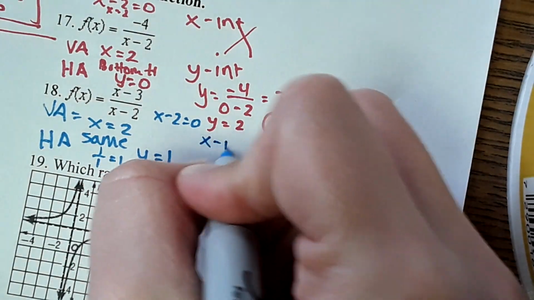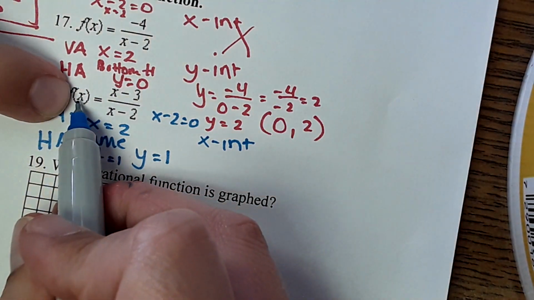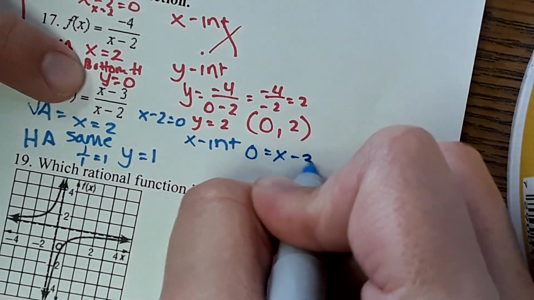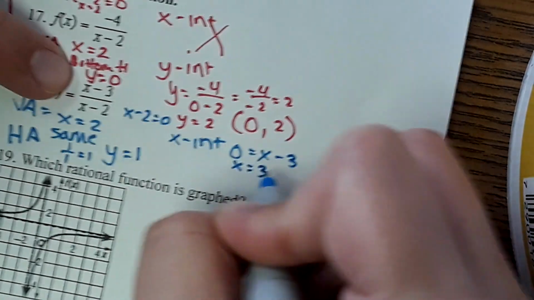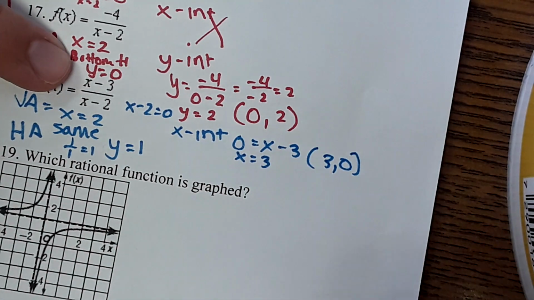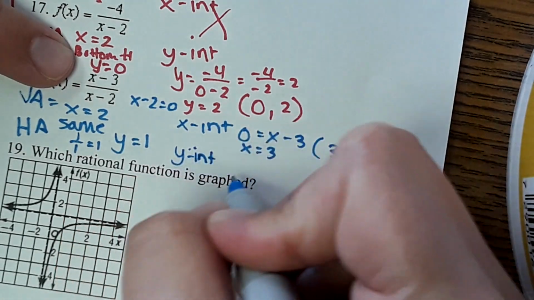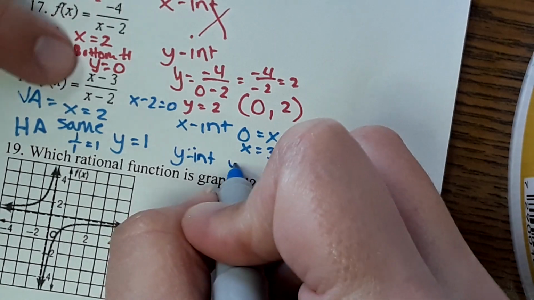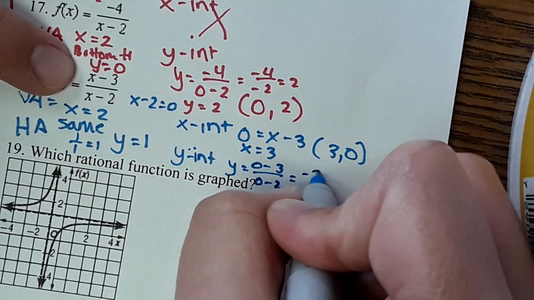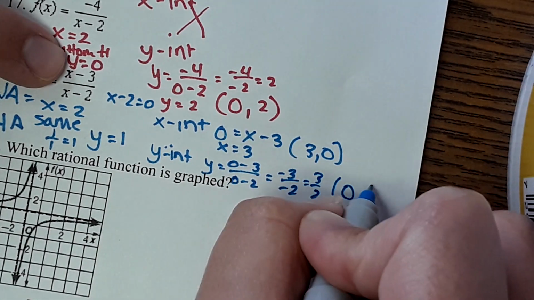Then for the x-intercept, put a 0 here. The denominator cancels out, and you're just left with 0 equals x minus 3. So x equals 3. The x-intercept would be (3, 0). And for the y-intercept, do y equals 0 minus 3 over 0 minus 2. -3 over -2 equals 3 halves. So we get (0, 3/2).